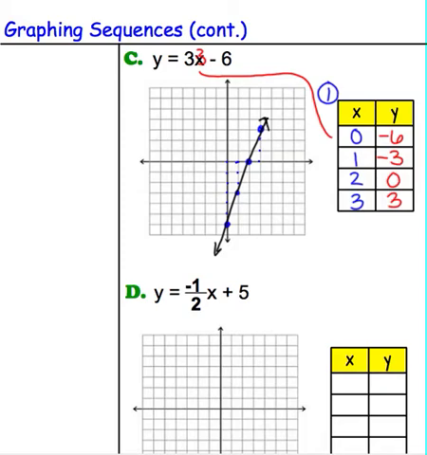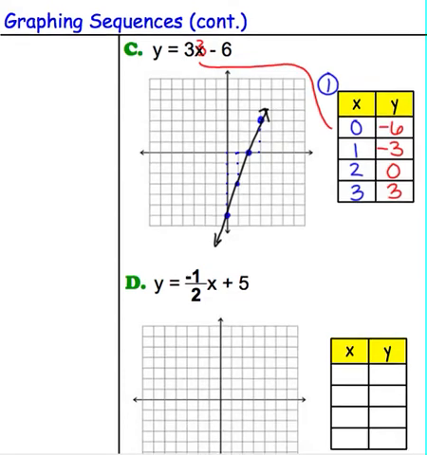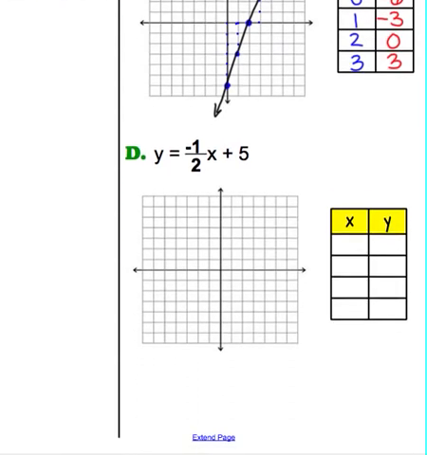This next one, I want you to go ahead and take this problem of y equals negative 1/2 x plus 5. Go ahead and see if you can create the t-table and graph the problem yourself. Hit play when you are done to check your answer.